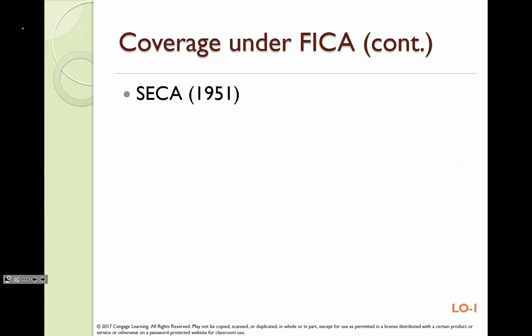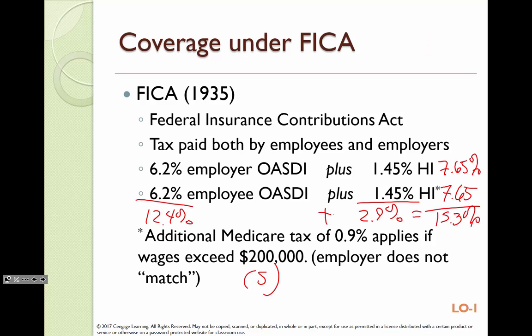Okay, then it took them 16 years to figure out that self-employed people weren't paying it because they didn't have an employer. So an act called SECA was passed, Self-Employed Contribution Act. And this is where you're both employee and employer. So like on my business, my consulting and tax, and I'm an author and all that good stuff, right? I'm self-employed. So what do I pay? What do I pay on my authoring income, for example? I pay 12.4 plus 2.9 equals 15.3.